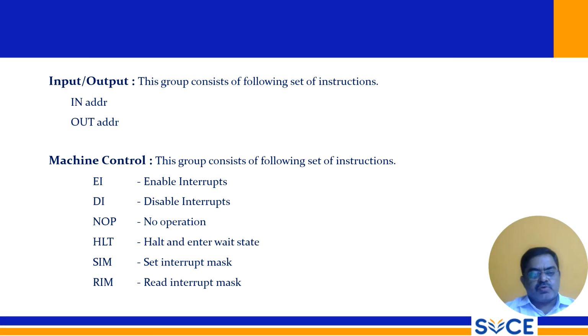Then the input output group. This group consists of the following set of instructions: IN address and OUT address. And the machine control group: EI, DI, NOP, HLT, SIM and RIM. So these are the machine control group.